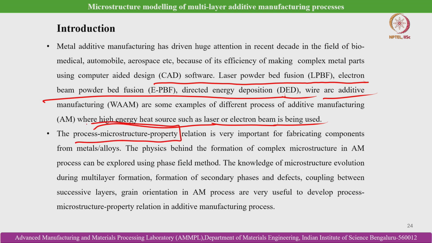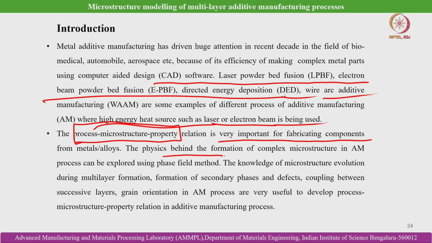The process, microstructure, property: this is a key phrase. So, there is a dependence of the evolved microstructure on the process, and then the microstructure determines the mechanical property. So, there is a threefold interaction you can see over here. This relation is very important for fabricating components from metals and alloys.